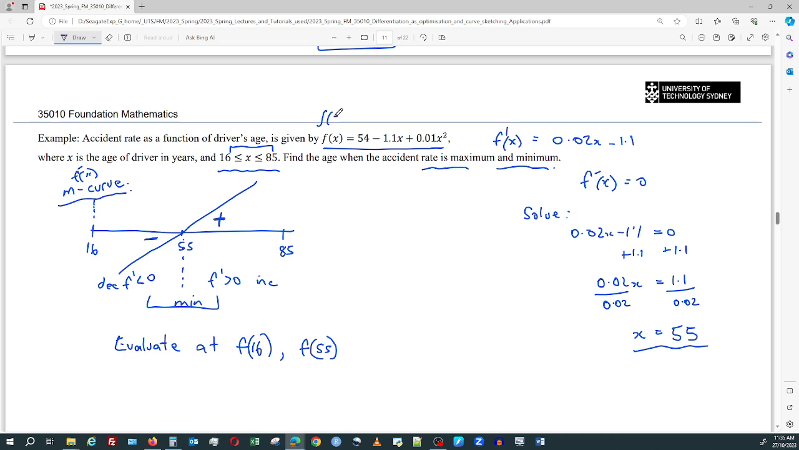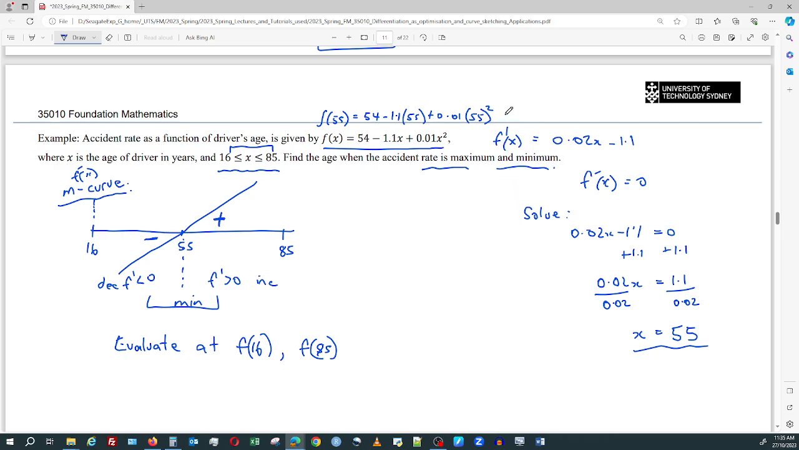F55. Sorry, yep, 55. And I said 55 there, but that's meant to be 85. So we're checking 85 there. F(55) is equal to 54 minus 1.1 times 55 plus 0.01 times 55 squared. So just nice to know the value, because we are looking at value comparisons, aren't we?